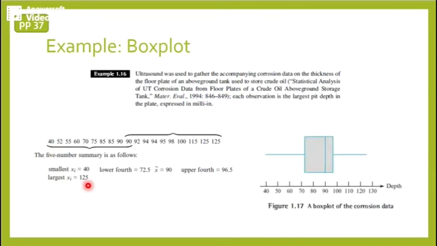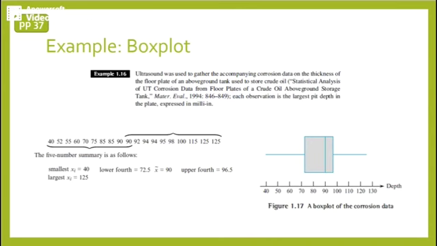Okay. And then that is your resulting box plot. We have the horizontal scale, which is important that it's on scale. Then there's your rectangle with the left edge on the lower fourth, 72.5, and the upper fourth on the right edge. Your median is this line in the middle of the rectangle. And the whiskers, these lines, are drawn up until the minimum and the maximum.